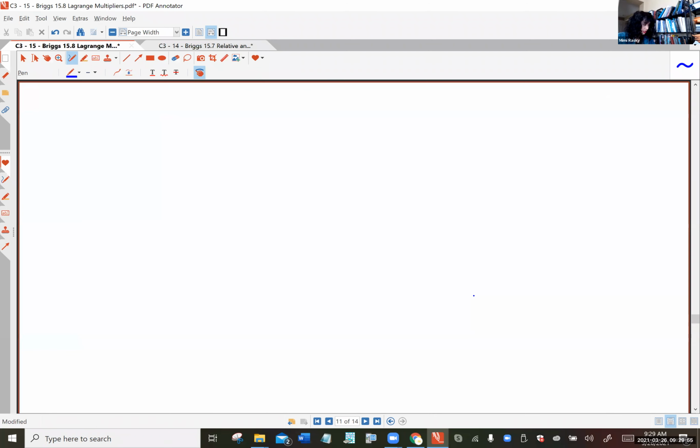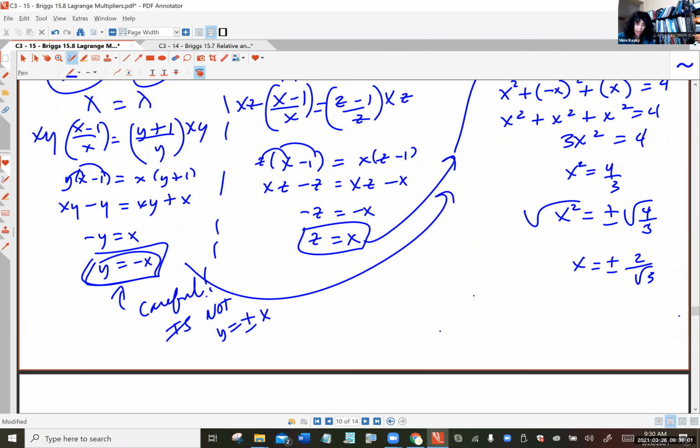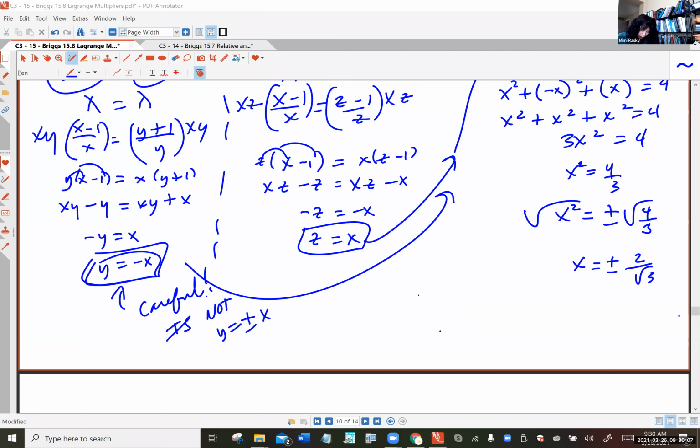So what are the critical points here? And how many do we have? It's not like the other one where we had a whole bunch. If x is positive, remember y is always the opposite of what x is. So y will be negative. But z is always the same as x. So there's a critical point.